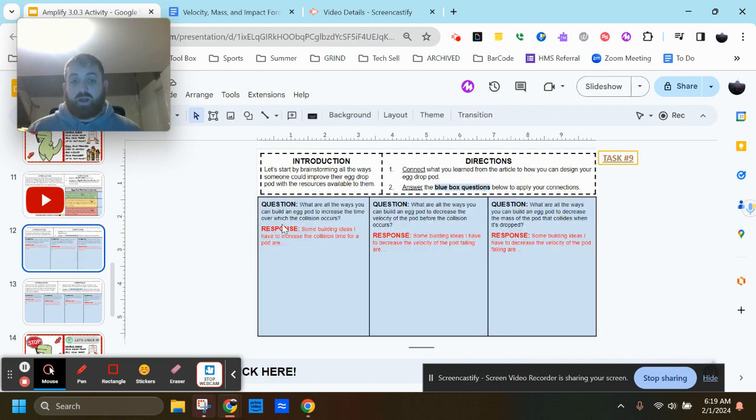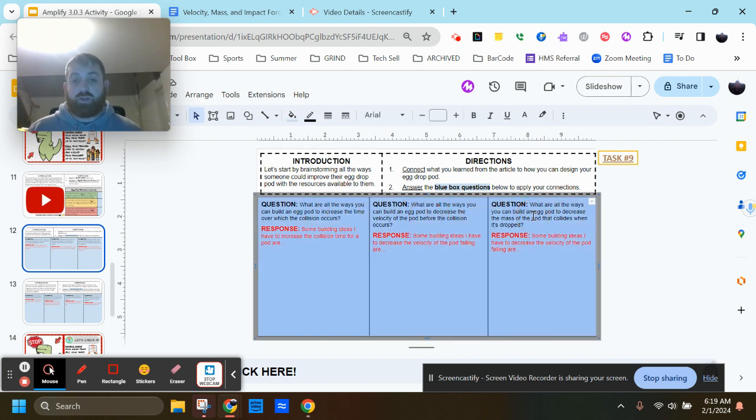In task number 9, you'll see we have 3 sets of questions related to the 3 factors that affect impact force: collision time, velocity, and mass. Your job in the first one is to brainstorm all the ways in which you could build a pod that increases the time of collision, decreases velocity of the pod, and decreases mass.